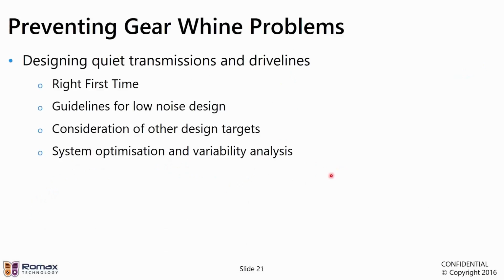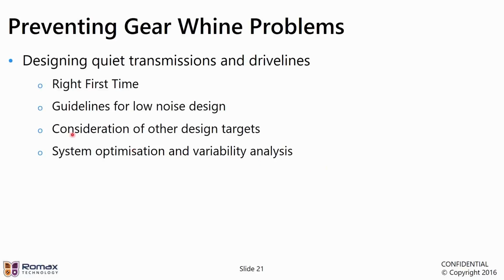But now I'm going to talk about preventing gear whine problems, how we design transmissions to be quiet from the start. I'm going to introduce you to the concept of right first time. Some people call it CAE-led design. And then I'm going to go through some guidelines for low noise design of transmissions. Now, again, this is a relatively short webinar, so we can't go into huge details, but there's some real useful nuggets of information here about how to start off with a good design, i.e. give you the best chance of getting a quiet design, and then look at the things that you need to consider in terms of design and optimization.